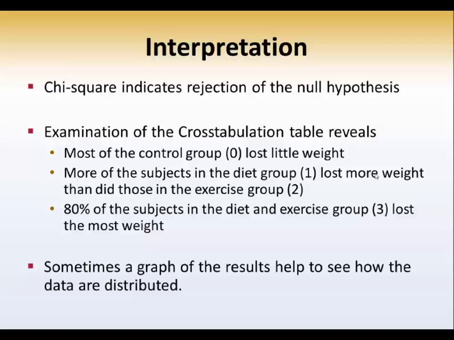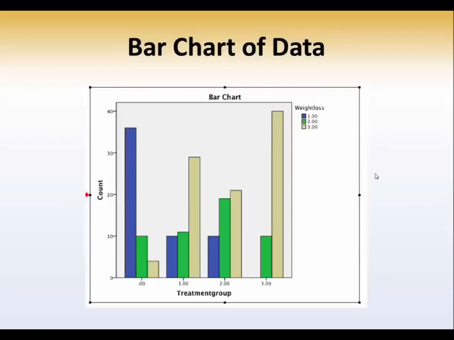Sometimes it's good to construct a graph to help see how the data are distributed. Here's a graph we constructed. Notice for treatment group 0, the control group, most of those people are a 1 for weight loss. That is, they either lost no weight or gained weight. And relatively few of them are in weight loss category 3, that is, they lost greater than 5% of their initial body weight.